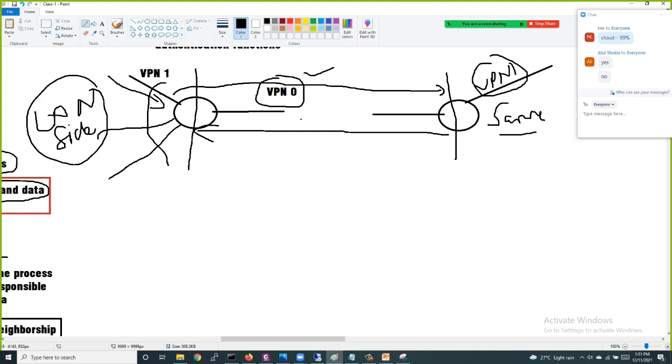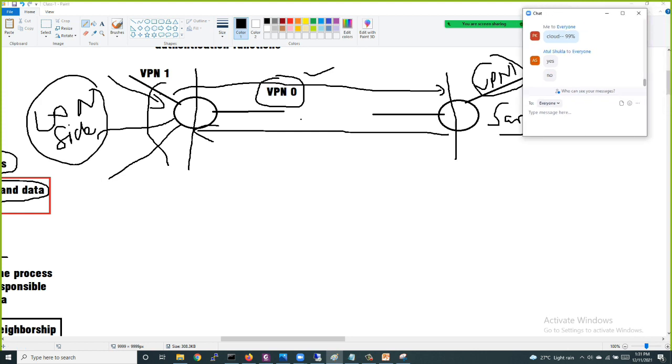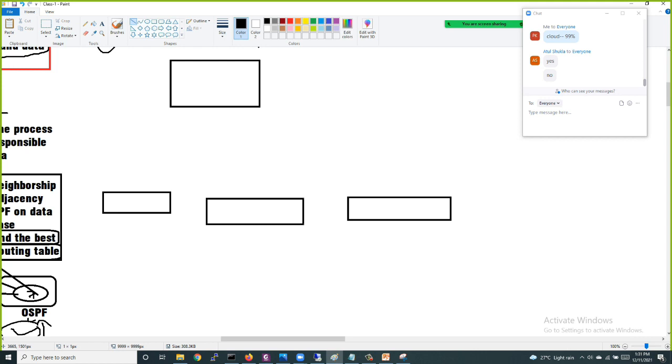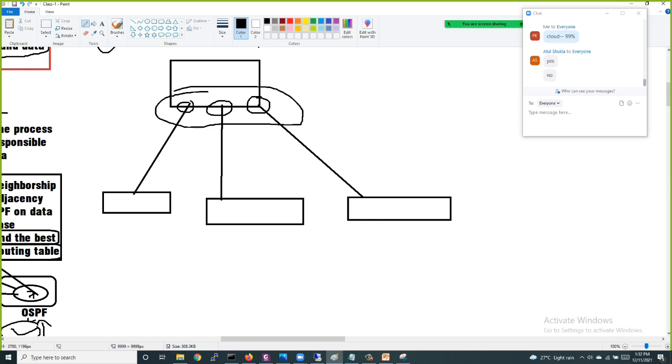Clear? So someone was asking what is service VPN. Service VPN just means the LAN side of the SD-WAN fabric. Okay, let's say you want to connect them one by one like this. No, all these three interfaces can be members of the same service VPN, right?